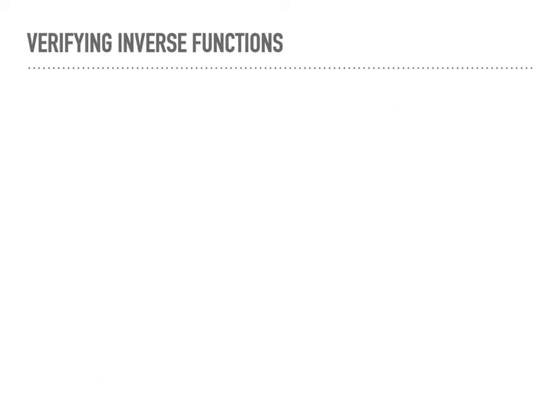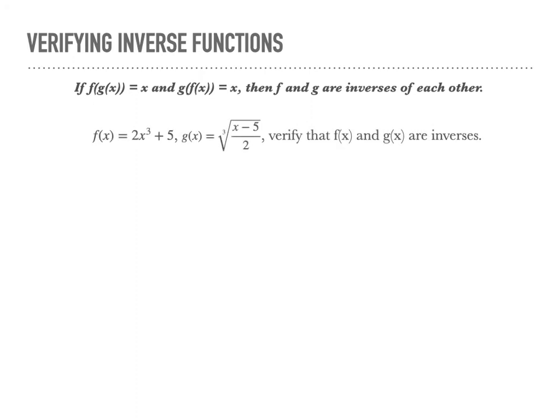Let's move on to verifying inverse functions. So quick recap, if f of g of x equals x and g of f of x equals x, then they're inverses of each other. So let's say we have these two following functions and we have to verify that f of x and g of x are inverses. So step one would be to check that f of g of x equals x.